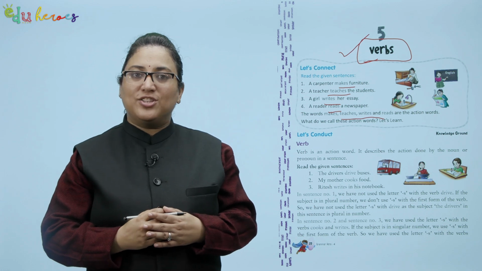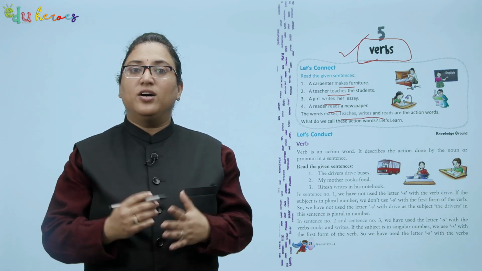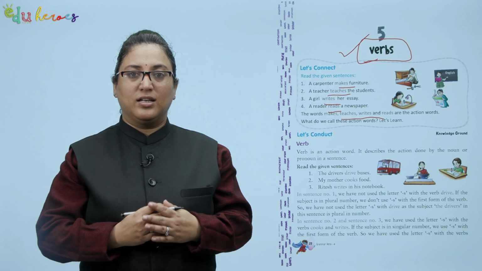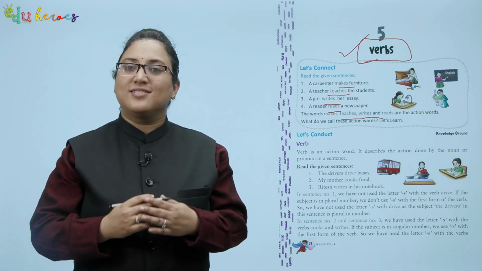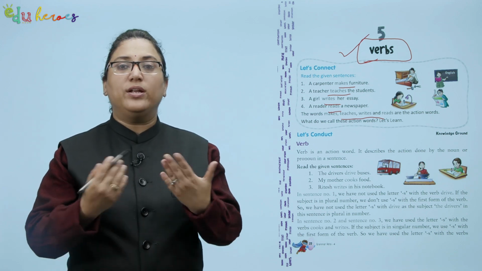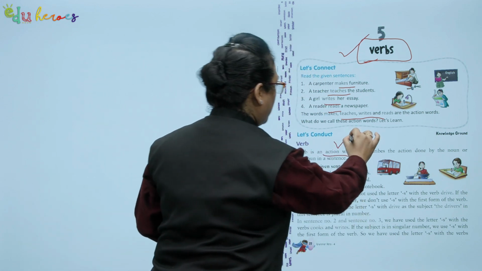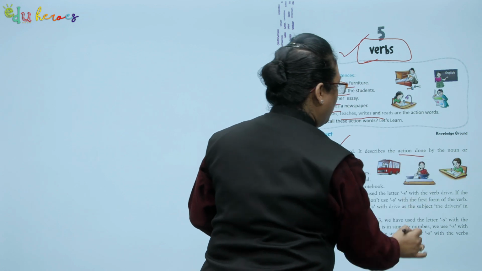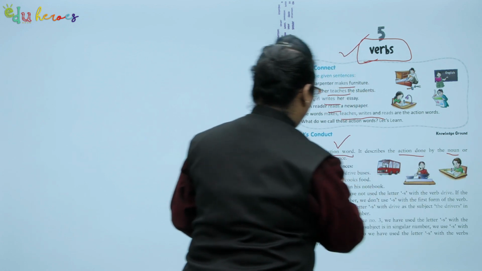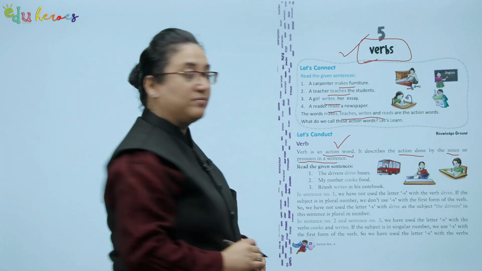Let's increase our knowledge about verbs. Verb is an action word. It describes the action done by the noun or pronoun in a sentence. So, we have to remember that it's an action word. An action done by whom? Either a noun or a pronoun.